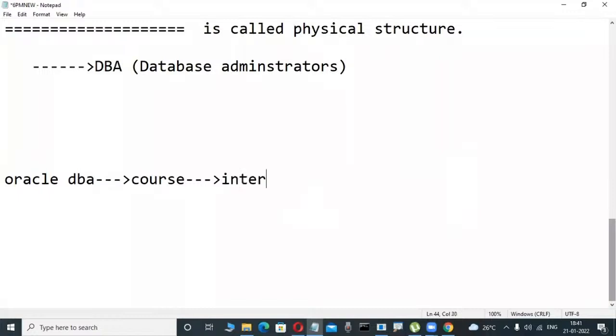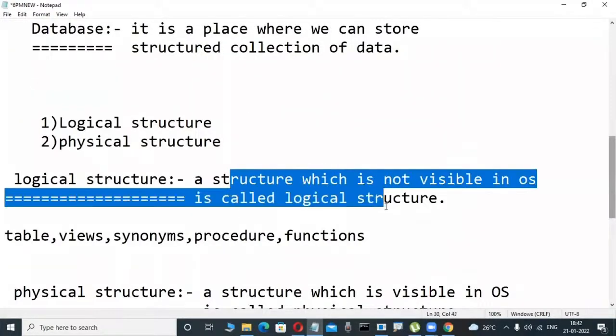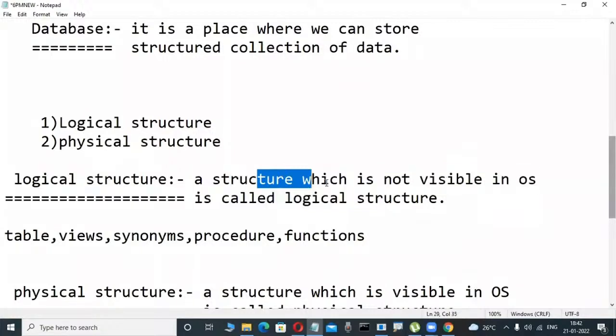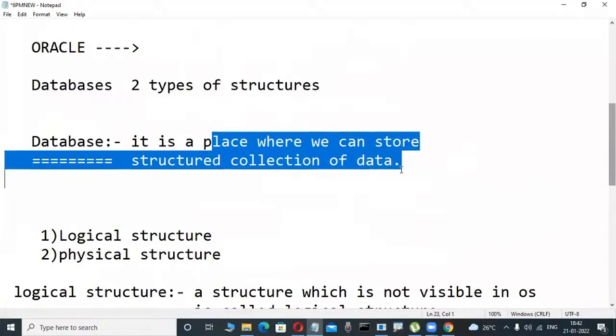Roughly, my interviewer asks me, Murali, what is a database? Whenever they ask what is a database, if I say, oh, it is bookish knowledge, it is a structured collection of interrelated data that is stored somewhere, a place that stores a structured collection of data, then I'm immediately rejected.